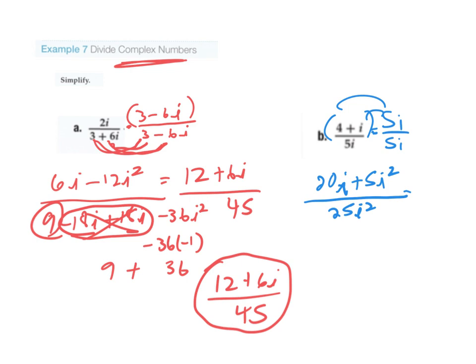So let's finish the top. This is a negative 1, and negative 1 times 5 is a minus 5 plus 20i. And then this is a negative 1 times 25, which makes this a negative 25. And so we end up with our answer with no i in the denominator.